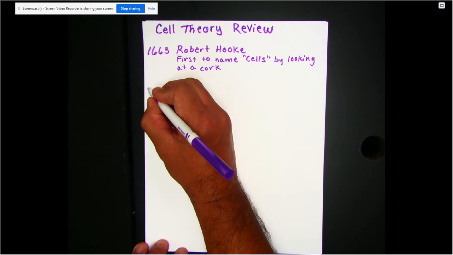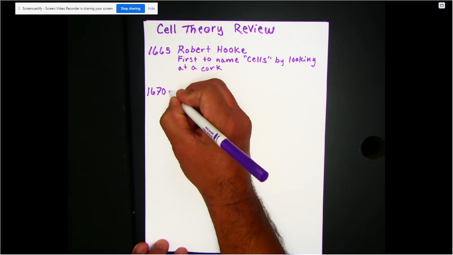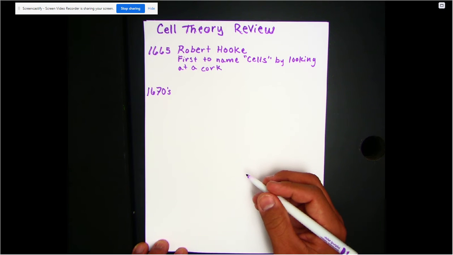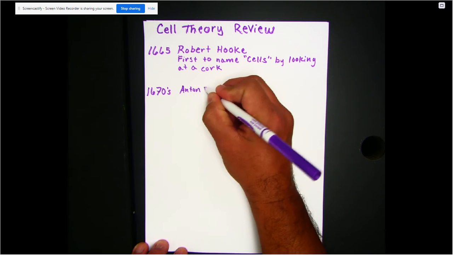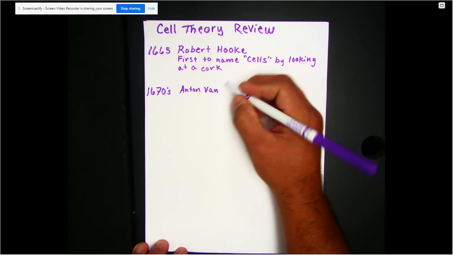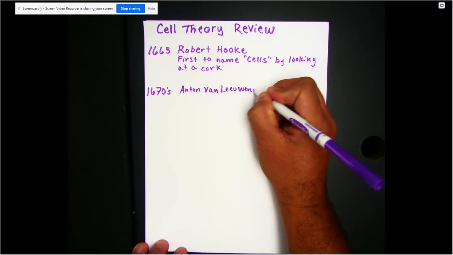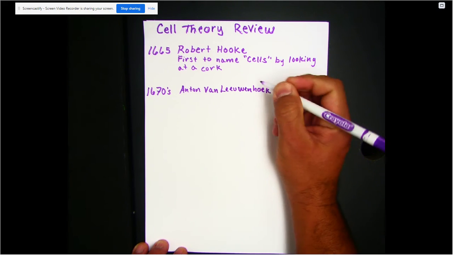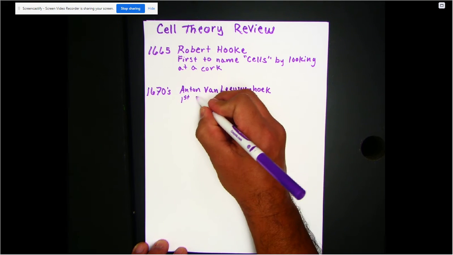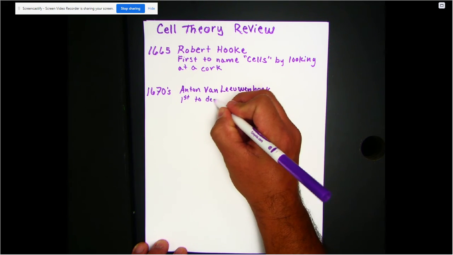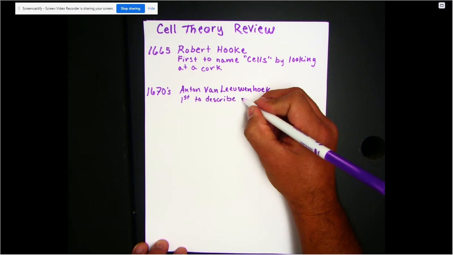Then years later, in the 1670s, you had Anton van Leeuwenhoek, who was the first to describe what we know as a unicellular organism.